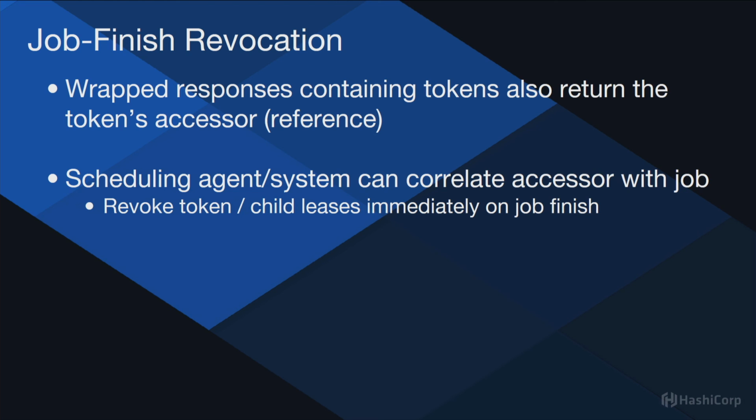So if you have something like a Nomad, then it can get a wrap token, and it can store the accessor. And when the job is done, as soon as it's done, it can use that accessor to revoke the token and all of the leases associated with it. So you don't need to let those live any second longer than they absolutely have to. So that's revoking as soon as possible, it's expiration, it's all those good things.